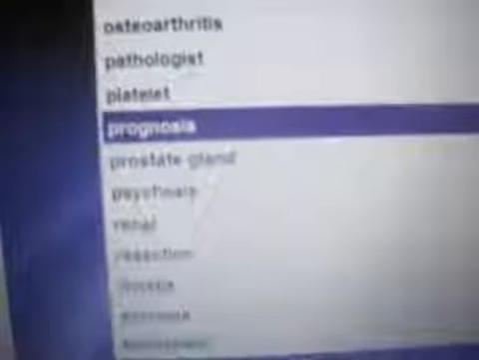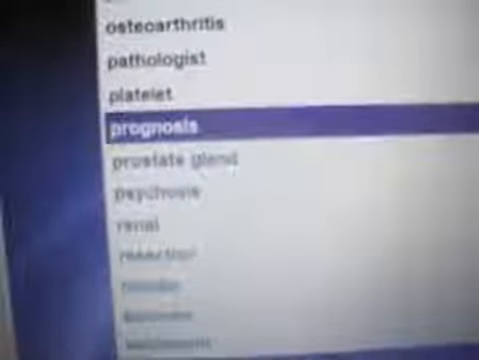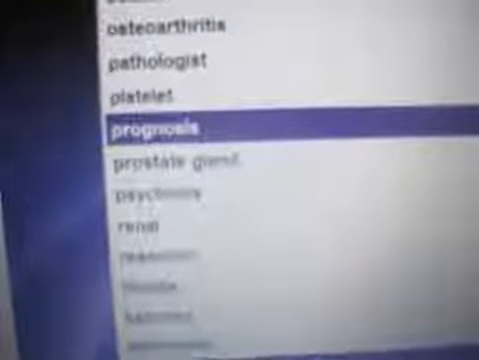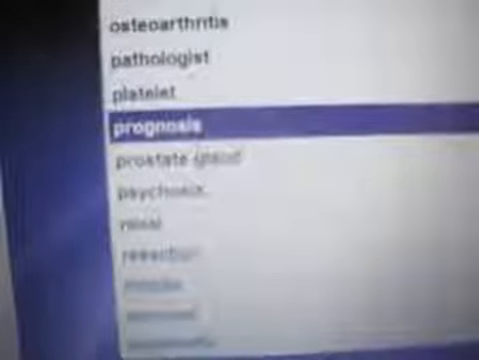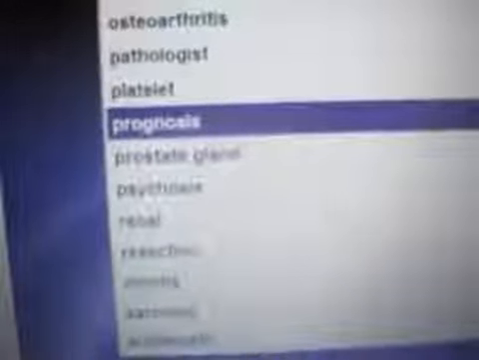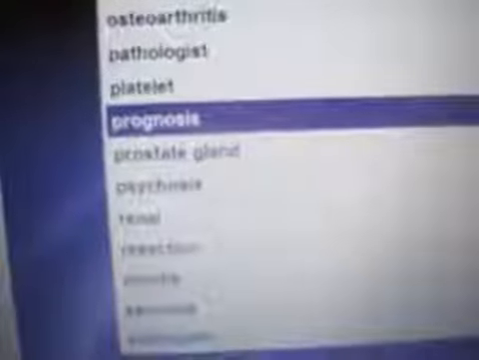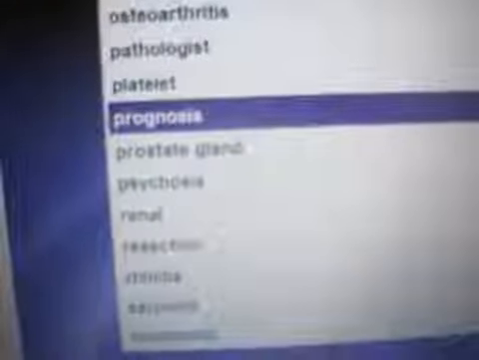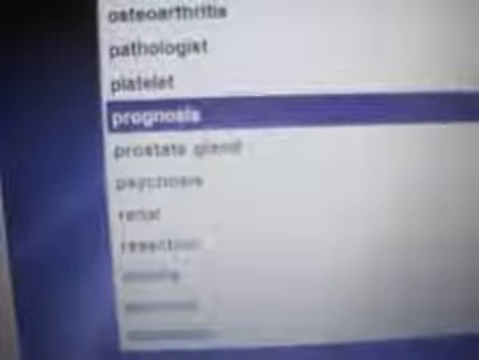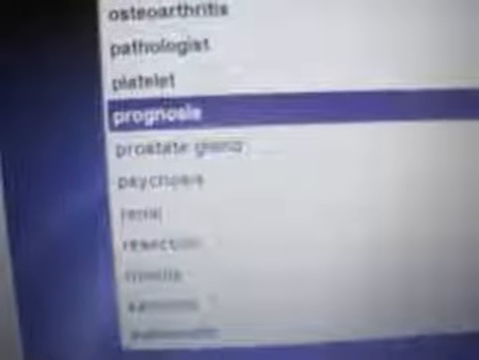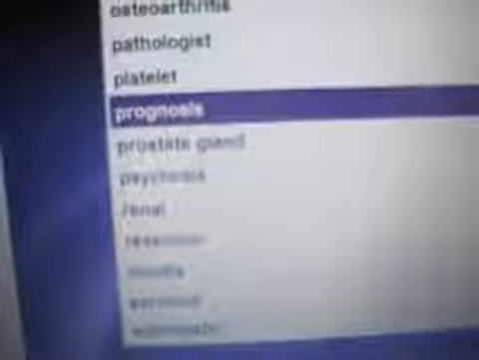Prognosis. Pro, P-R-O, is a prefix meaning before, and gnoso, G-N-O-S-O, means knowledge. The suffix sis means a state of. A prognosis is a state of knowledge before the fact. It is a prediction about the outcome of an illness with an estimate of the chance for recovery. Remember that a prognosis is made after a diagnosis, and it is based on knowledge of the course of disease in other patients.